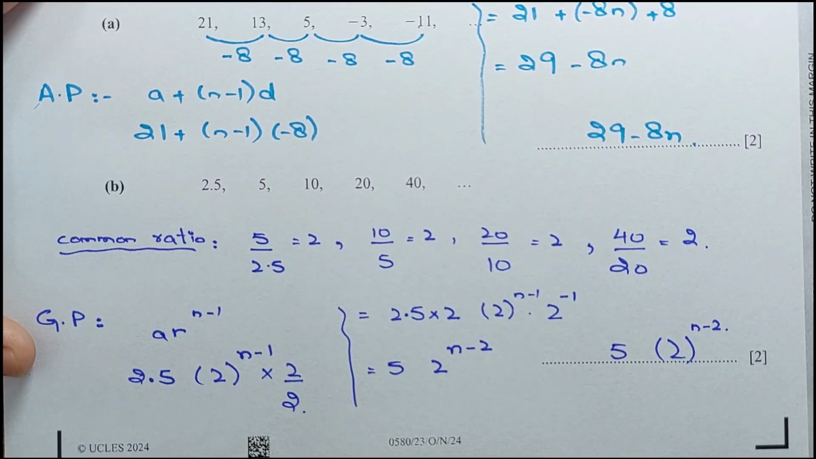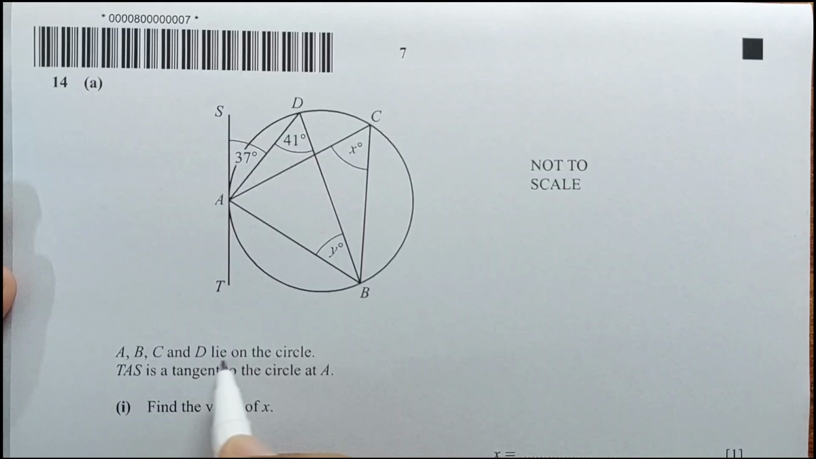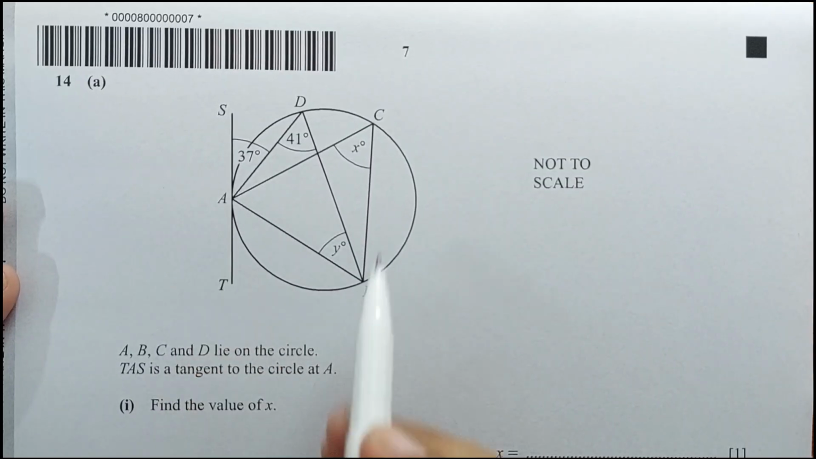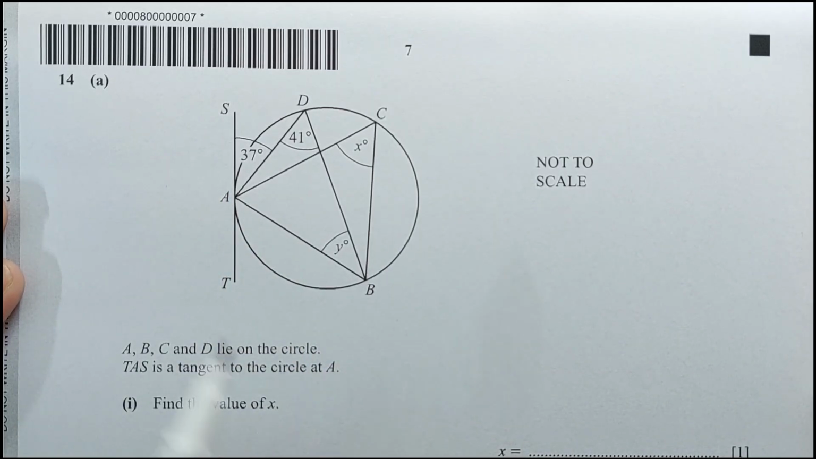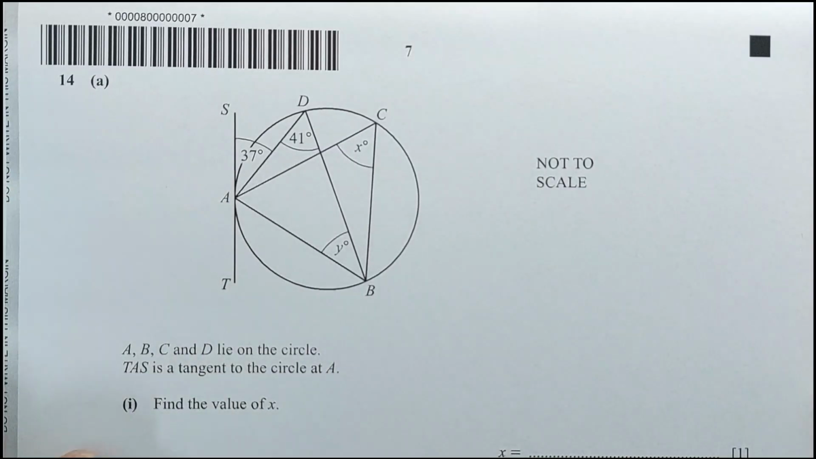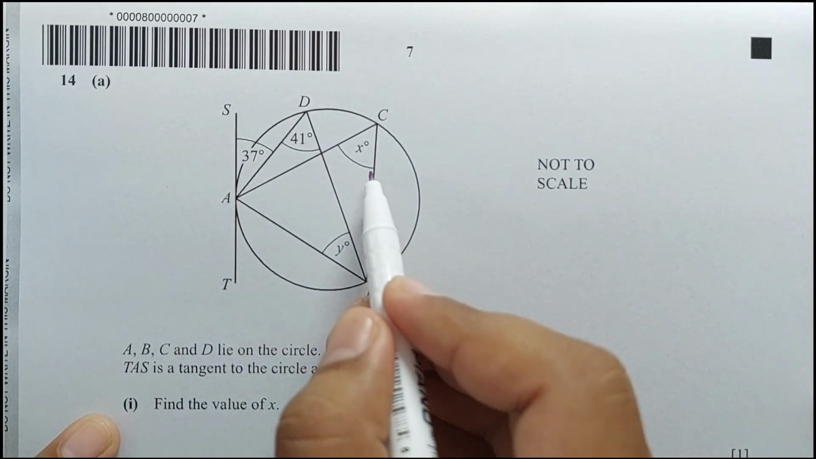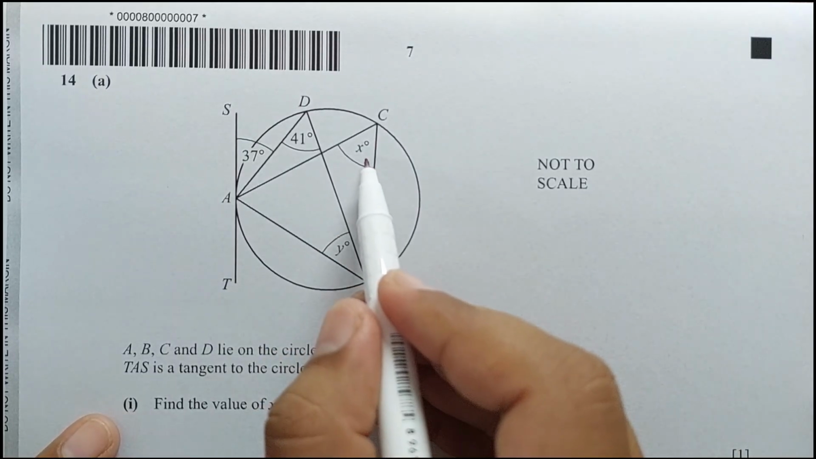Okay, question number 14. A, B, C, and D lie on a circle. These points are lying on the circumference of a circle. TAS is a tangent to the circle at point A. Part 1, find the value of x and find the value of y. So here is x and here is y. Let's figure out the x first.